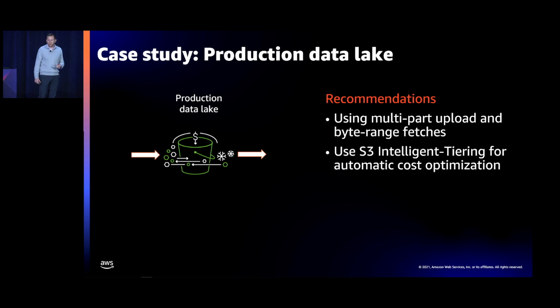Next is the production data lake. This is after the data has been transformed into optimized files like Parquet or ORC format. These files are typically anywhere from a few megabytes to a few hundred megabytes in size. So to optimize performance, we'd recommend using multi-part upload and byte range fetches to parallelize those reads as they're making them. And again, the SDKs can do this for you automatically.